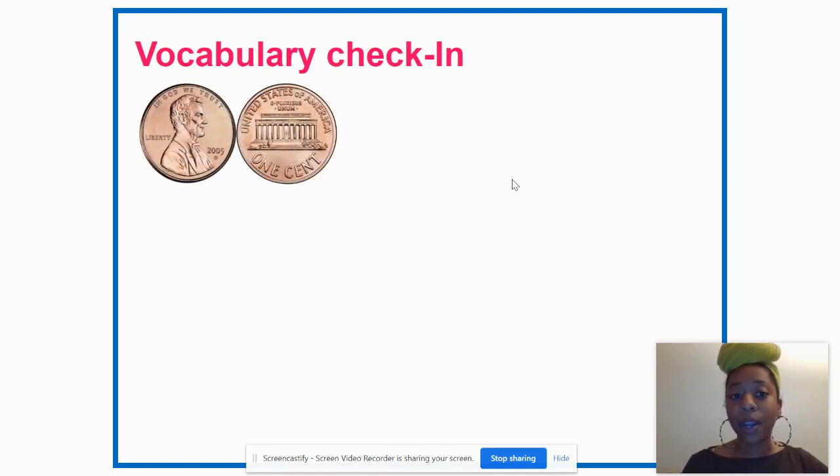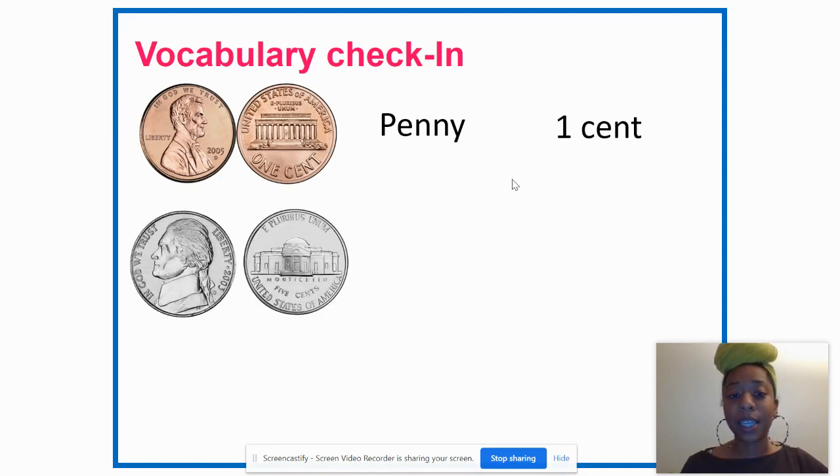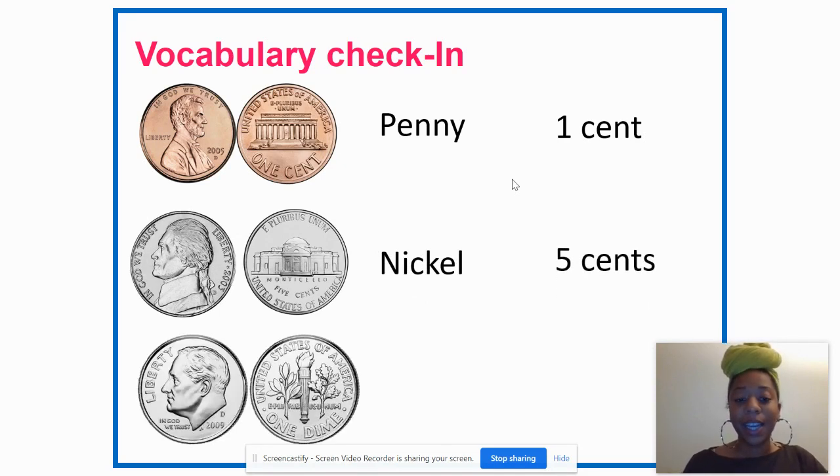All right, first coin. What coin is this, friends? Yeah, right. It's a penny. How much is a penny worth? A penny's worth 1 cent. What coin is this? You're right. It's a nickel. A nickel is worth 5 cents. You got it. What coin is this? That's a dime. How much is the dime worth?